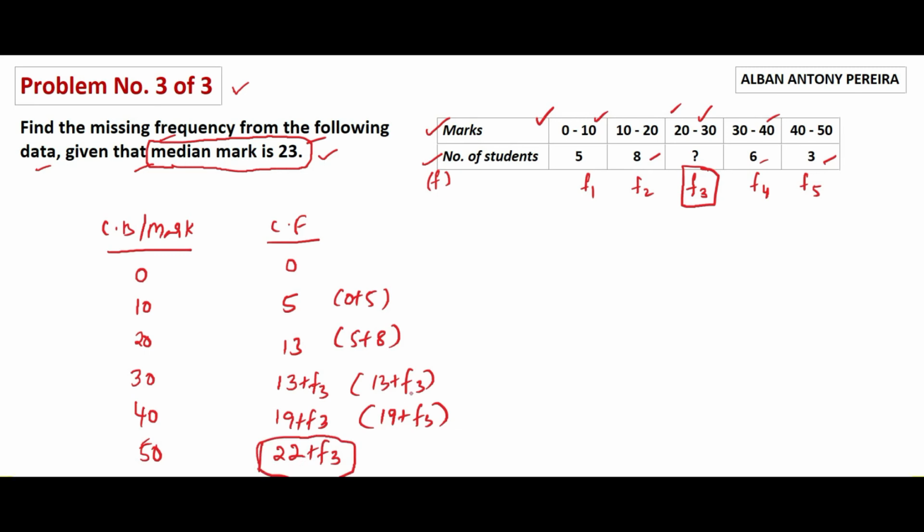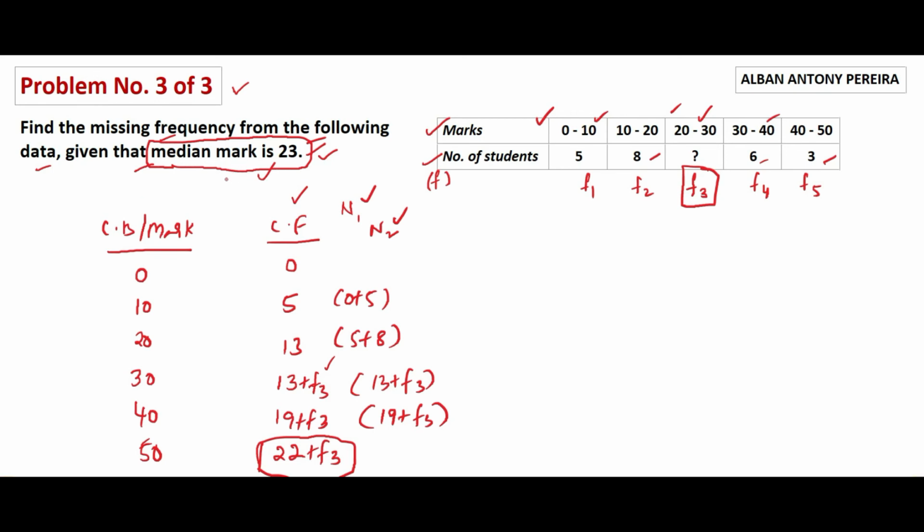Now just go and check the median mark 23. In the previous question we were cross checking cumulative frequency first and finding N1 and N2 first, whereas we cannot find N1 and N2 straight away as we do not know frequency 3. So take the other route.